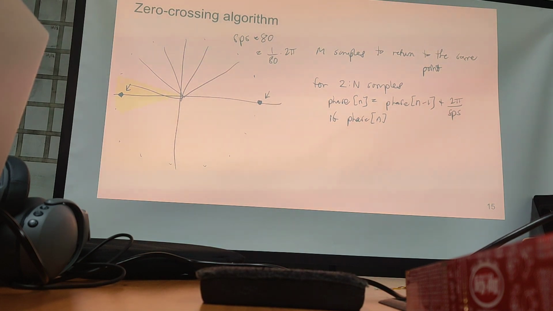If the current phase lies within, say it's maybe up here, so getting close to the margin, and the previous phase, well, I guess that one should be the previous phase. Okay, if the previous phase was just above pi, and the current phase is just below pi, we know that a zero crossing... no, the zero crossing occurs there.